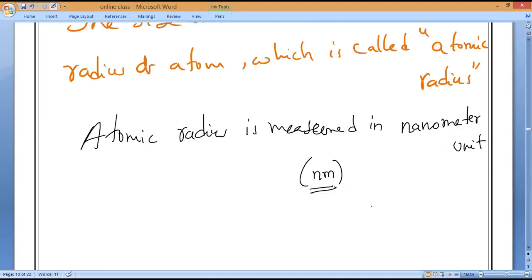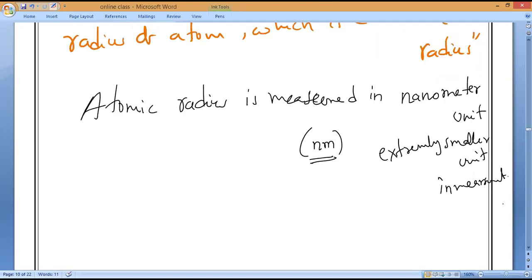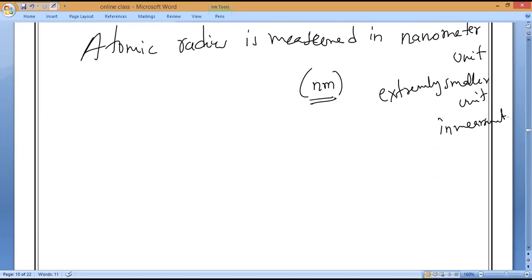It is an extremely small unit of measurement. So how much is it? Remember, 1 nanometer is equal to 1 by 10 power 9 meter. 1 by 10 power 9 meter means it's like 1 billionth of a meter. That is what you have to remember.